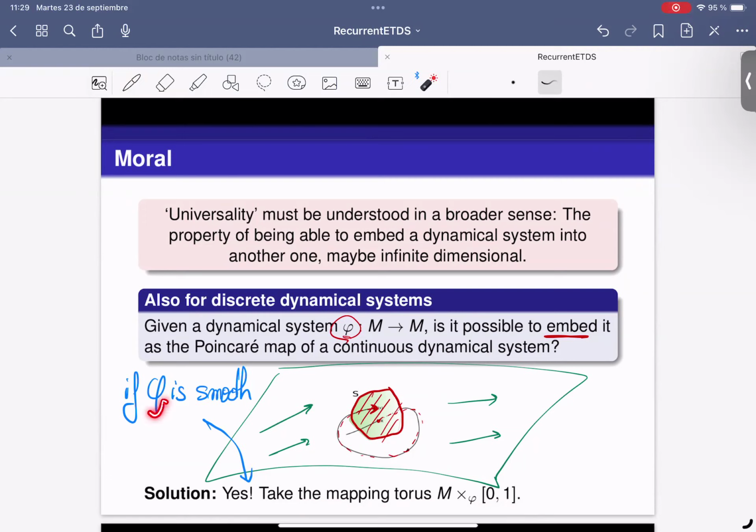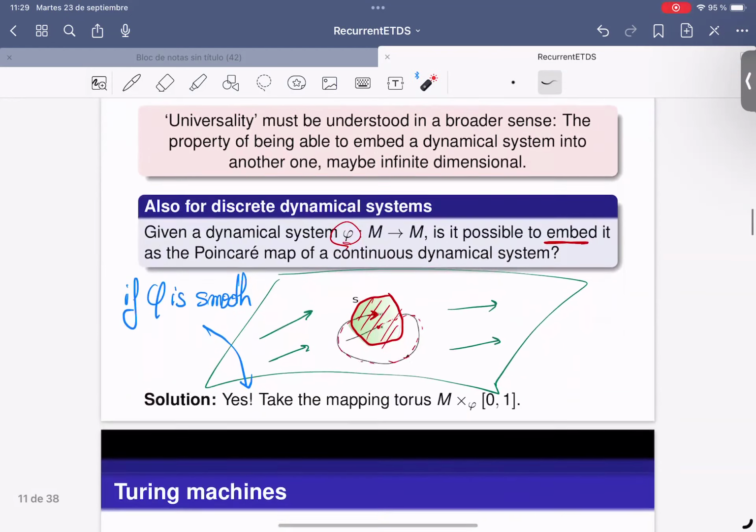And if phi is null homotopic, so it's homotopic to the identity, this mapping torus is actually M times [0,1]. So it's much better. M times S1. So it's much better.